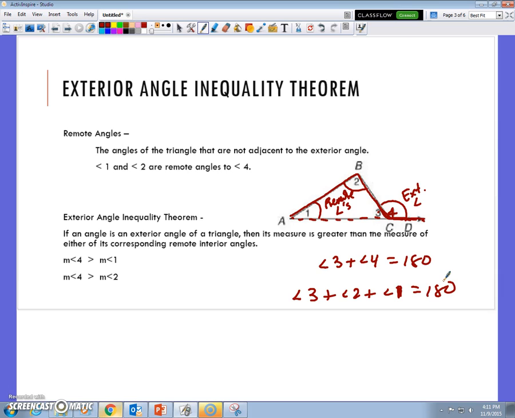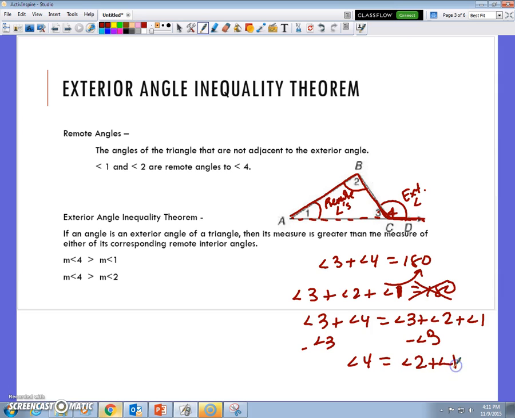And so what I can say is that through substitution, if I substitute in what I know 180 is, I can actually prove that angle 4 must be equal to angle 2 plus angle 1. Oh my goodness, mind blown. An exterior angle is actually equal to its two remote angles.